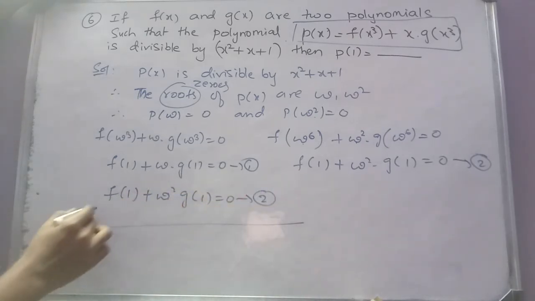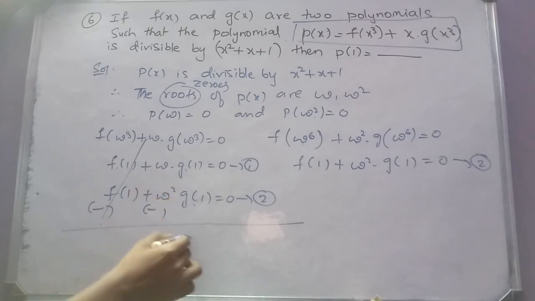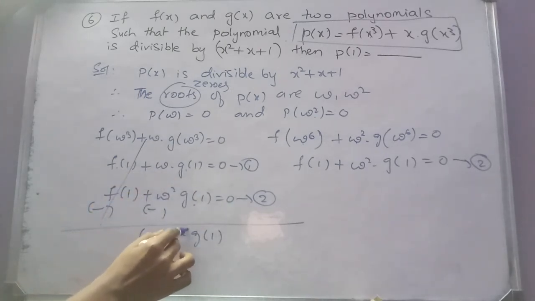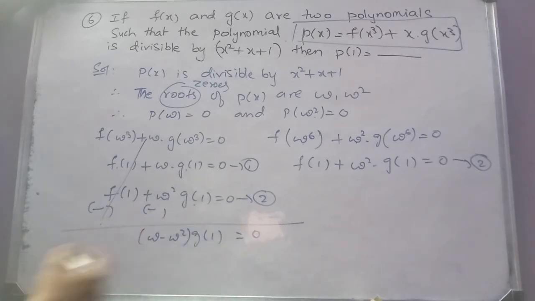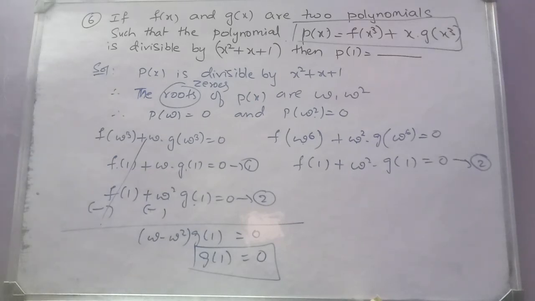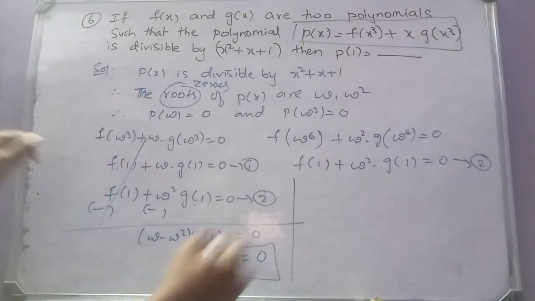So let us subtract. Change the signs here. F of 1 and minus f of 1 get cancelled. Here and here I can take g of 1 common. Then you'll get omega minus omega square. So therefore g of 1 is equal to, you can take this constant to the right side, 0 by omega minus omega square, which is also 0 only. Since g of 1 is equal to 0, we can substitute in the first equation. Then what is f of 1?